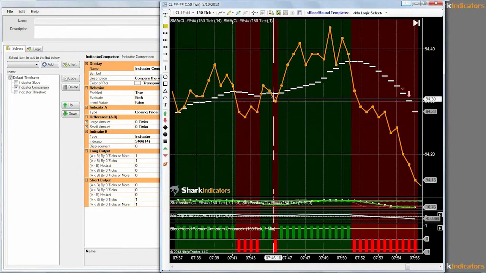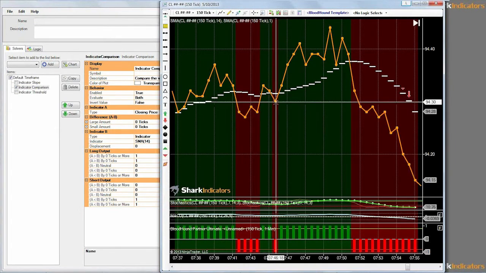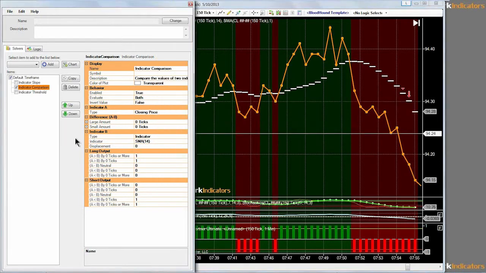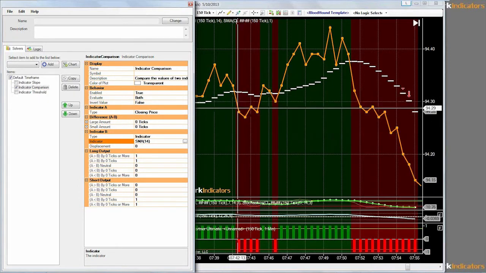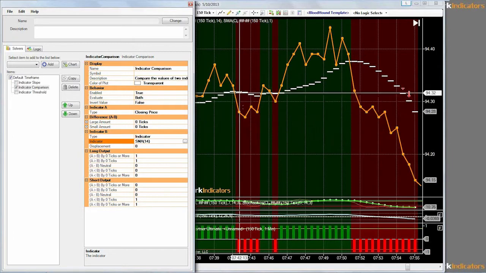Great. So now we have a dot representing the closing price, and the comparison solver's default settings are looking for a zero difference requirement, zero tick difference, right? Remember, the comparison solver is measuring a difference between the indicator A data set and the indicator B data set. And in the default state, we're just looking for when the closing price is below the SMA by any amount or above it.